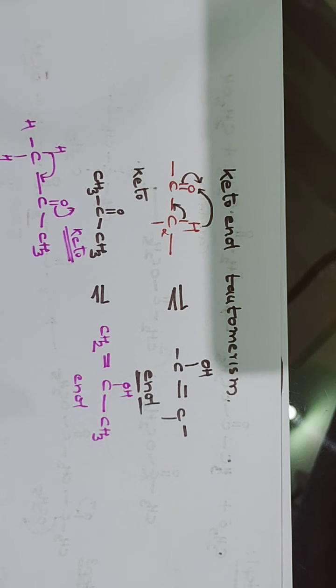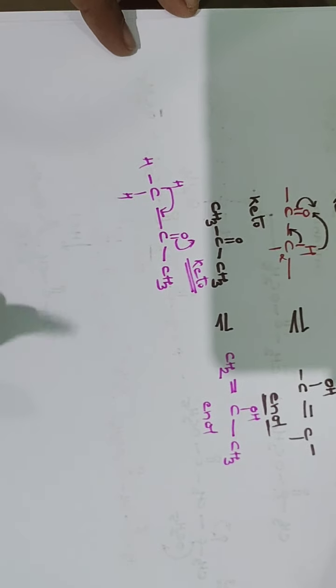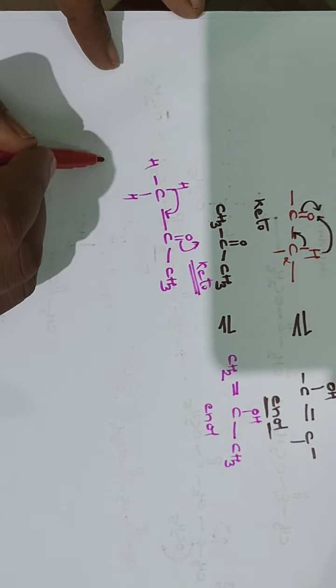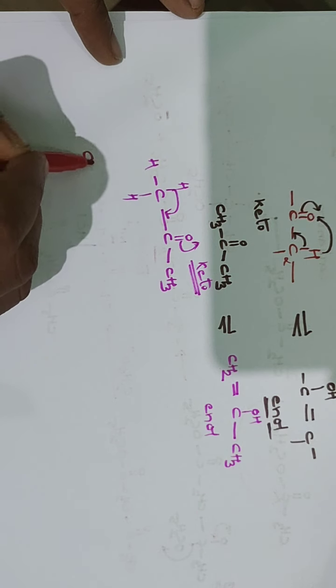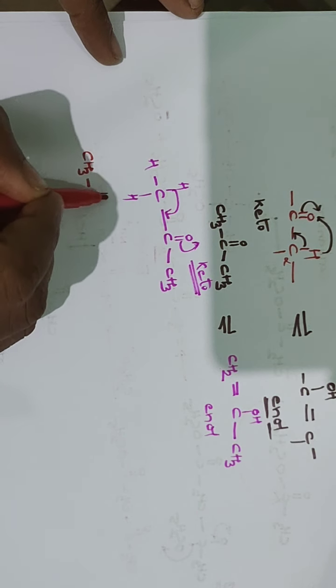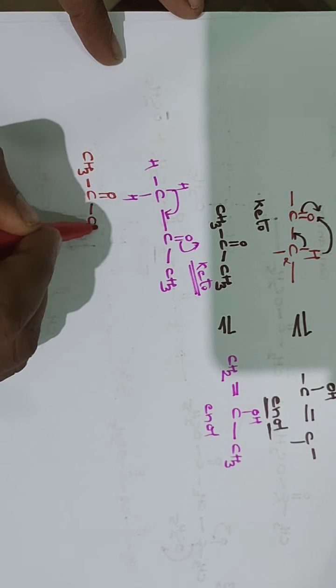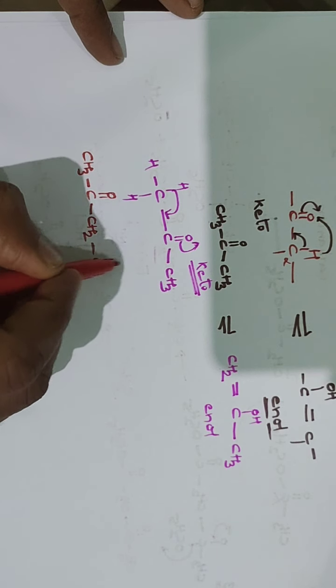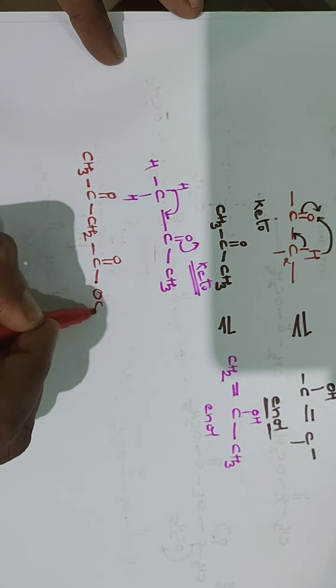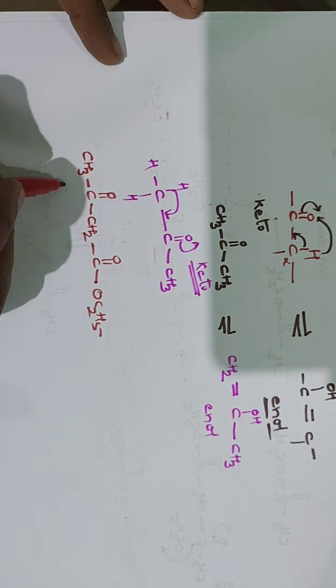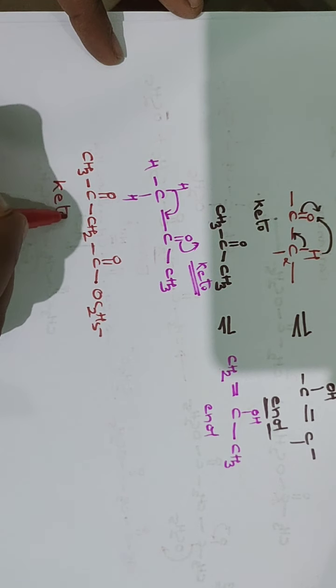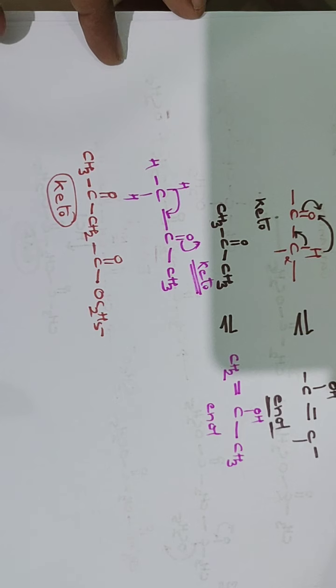Ethyl acetoacetate also contains alpha hydrogen, hence it also exhibits keto-enol tautomerism. Let us take the example of ethyl acetoacetate. This is the ethyl acetoacetate molecule: CH3, C double bond O, CH2, C double bond O, OC2H5. This is the keto form.